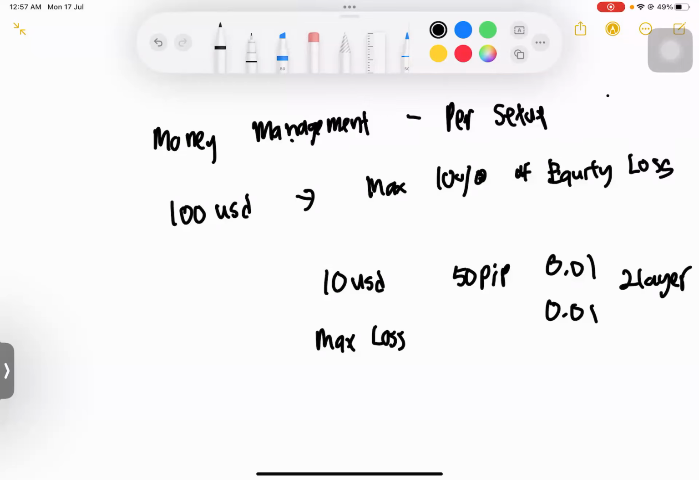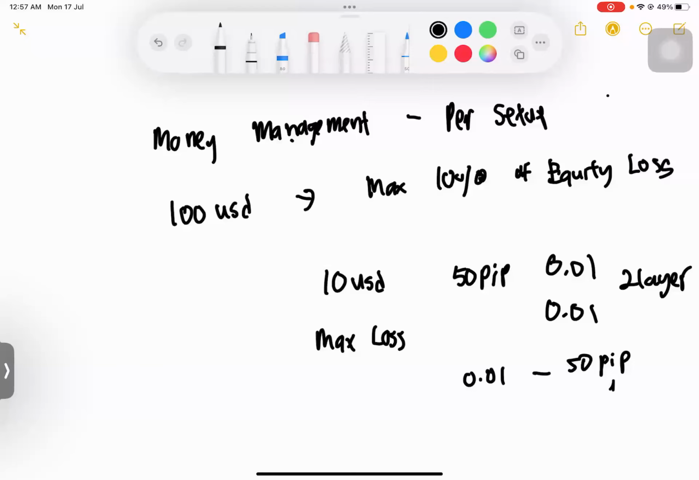Okay, if you want to have more lots, make sure, for example, this is 50 pips, right? When you enter, when the price first touches the entry at 0.1, your risk is 50 pips.